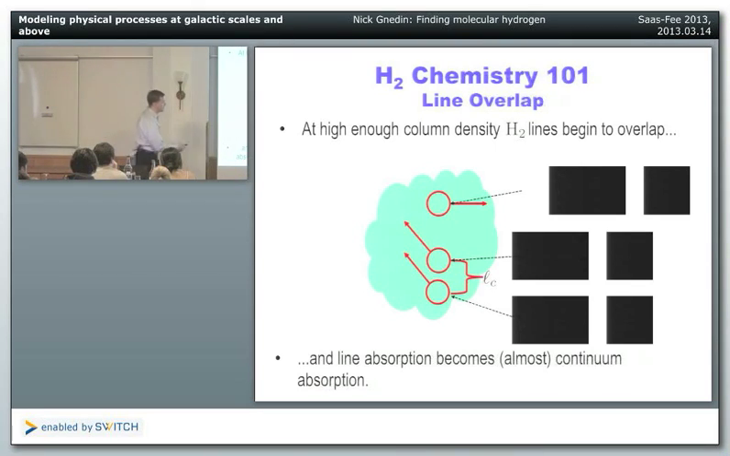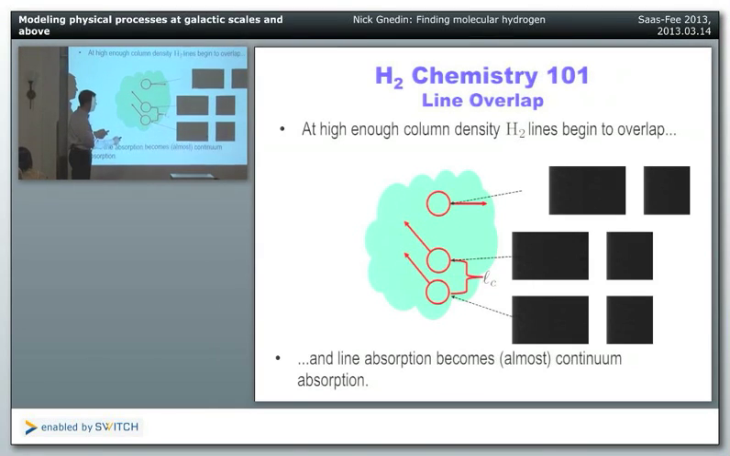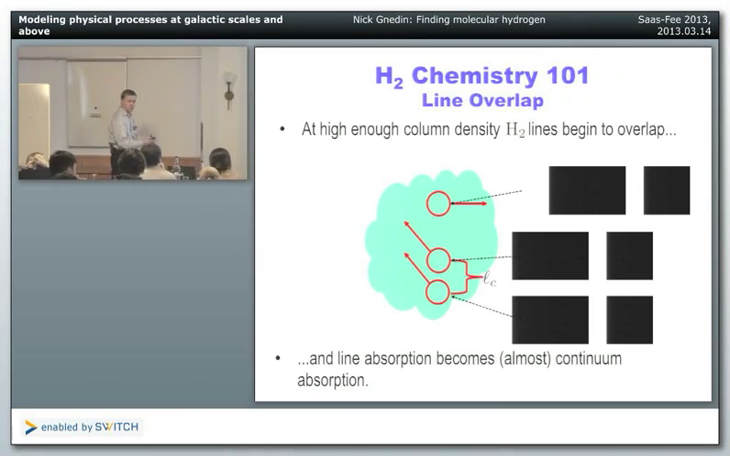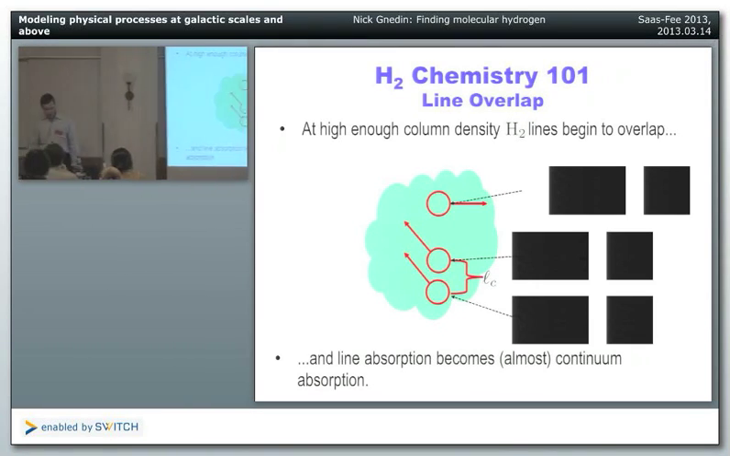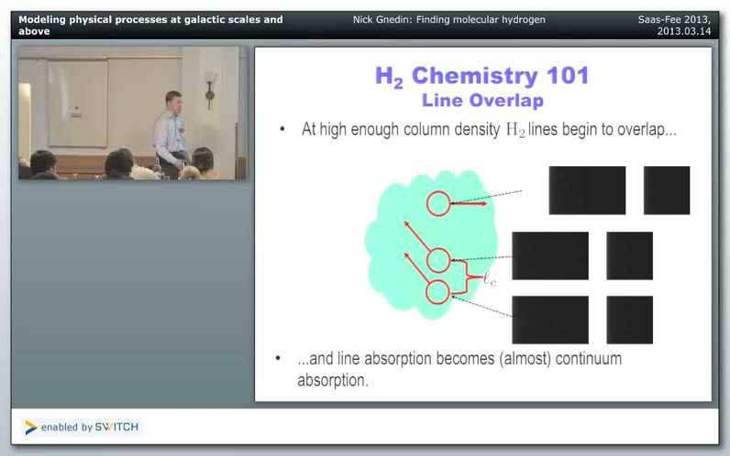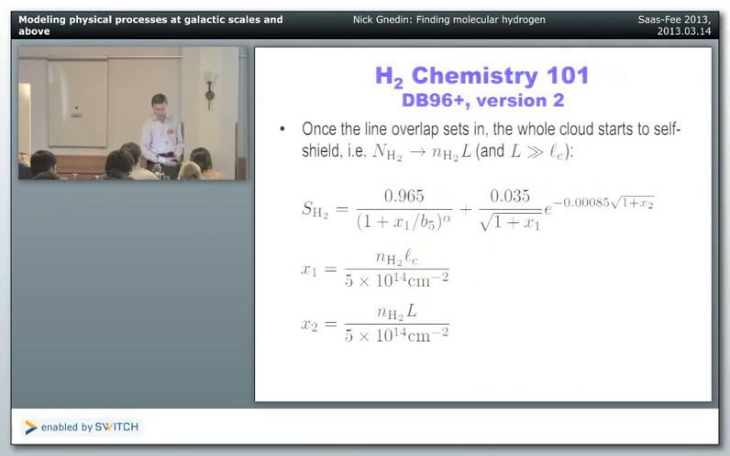And so now this patch of the molecular cloud can block a substantial fraction of photons which would destroy molecules in this patch. If you imagine going further, somehow PowerPoint didn't let me make those lines even wider, then eventually they will all overlap, and it will be like a continuum. So H2 line absorption becomes essentially continuum absorption. That's what explains this drop in the Bertoldi and McKee fit. The fit is actually accurate to much higher column densities. So that's called line overlap.